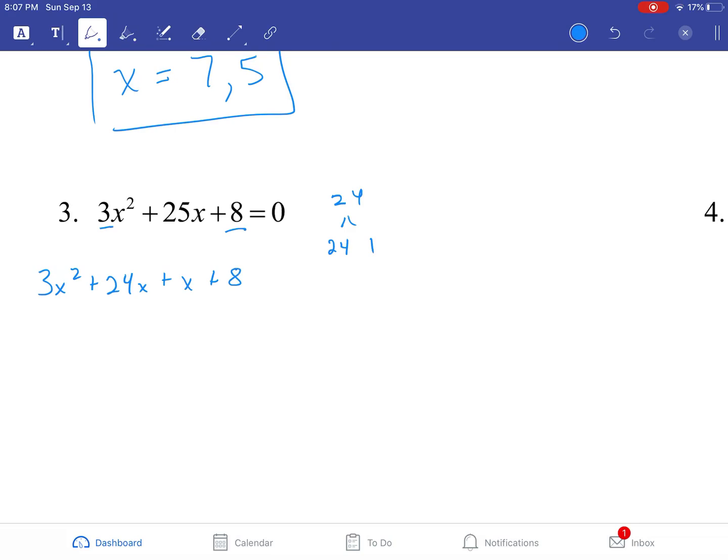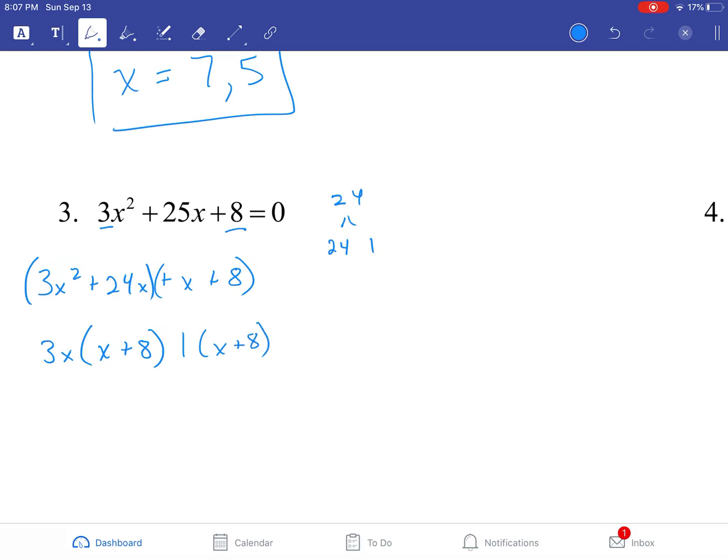Now the reason I call this factor by grouping is that we're going to group the first 2 terms and the second 2 terms together. From here, we're going to take out the greatest common factor of each set of terms. So out of 3x squared and 24x, we can take out a 3 and an x. If we do that, we'll be left with x plus 8. Now out of x and 8, technically you really can't take anything out, but there is always something to take out, and you can always take out a 1.